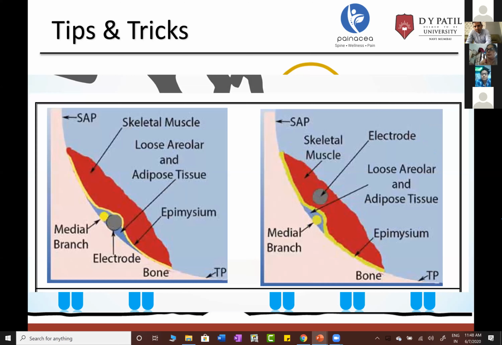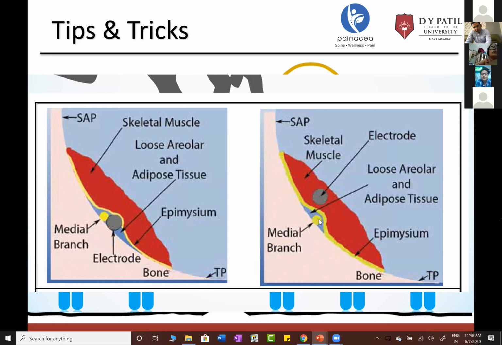Number two is, see this picture, it shows on your left the electrode with the medial branch. So this is showing the RF lesioning of the medial branch. You need to place your electrode in contact with the medial branch, which is below the layer of the epimysium, that is, you cross the muscle and then you reach the adipose tissue where this medial branch is lying. If your RF cannula is lying above, see your picture on your right.